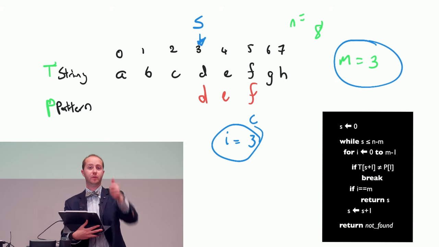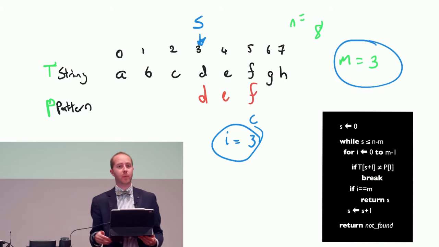Now, Liam, microphone. What are some potential problems with this strategy? Why might this not be the best way to go about searching through a very large string? Does anyone have any ideas why this might not be the fastest way we could go about doing things?